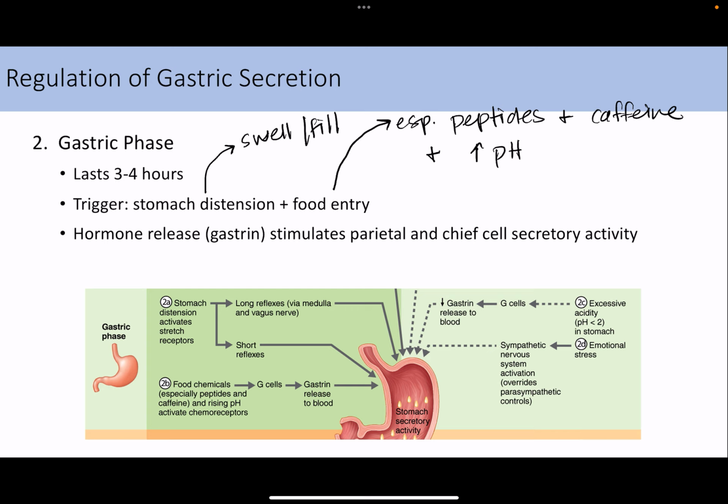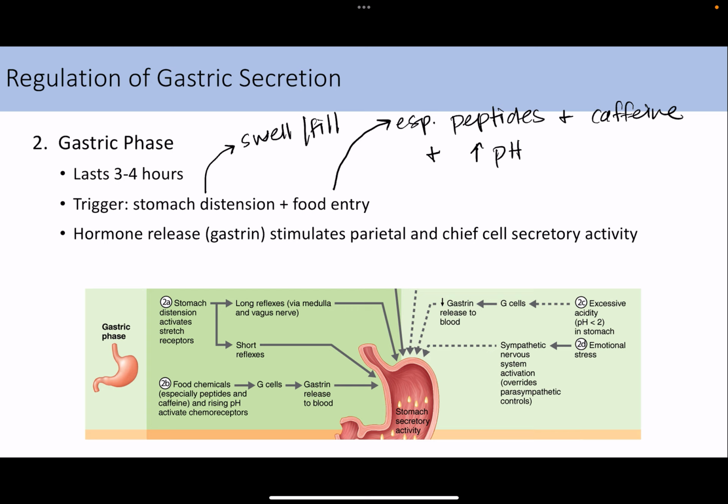So we have hormone release, gastrin we just talked about, stimulates the parietal cells and chief cells to secrete their own secretions, with the parietal cells secreting the intrinsic factor and hydrochloric acid, and the chief cells producing that pepsinogen to break down the proteins that just entered the stomach.